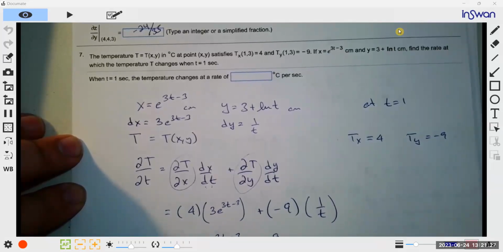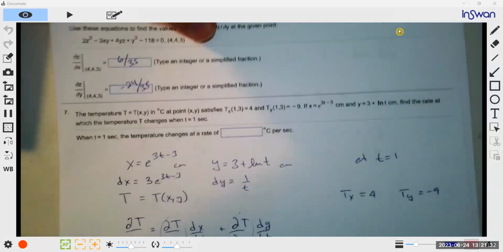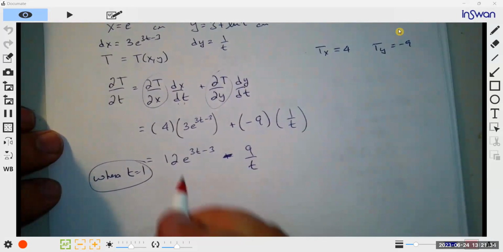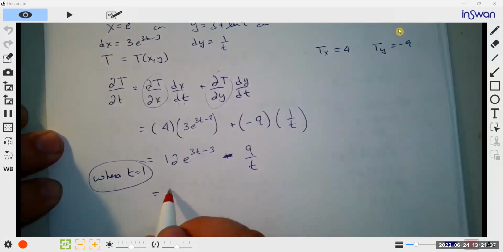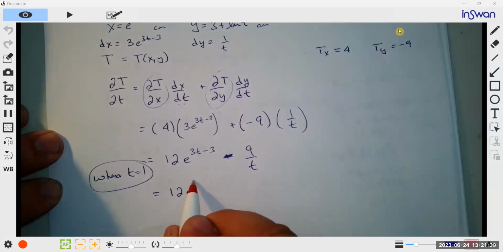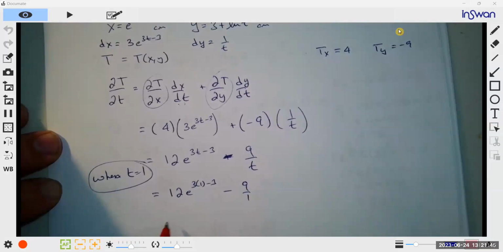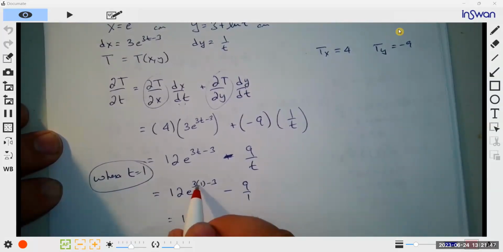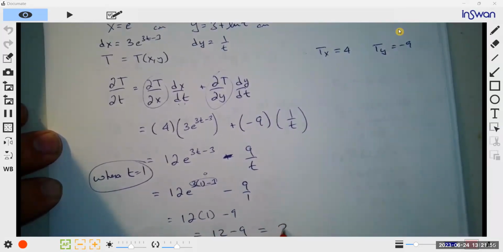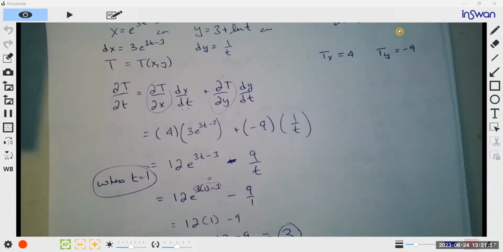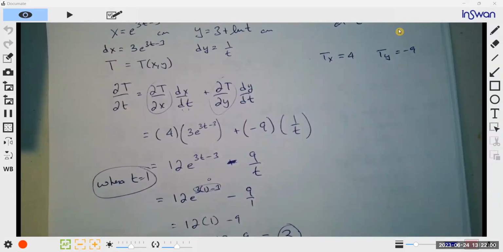Now, when t equals 1, 3 times 1 minus 3, 3 minus 3 is 0. So that becomes 1. So it's 12 minus 9 is 3. When t equals 1, the temperature changes at a rate of 3 centimeters per second.